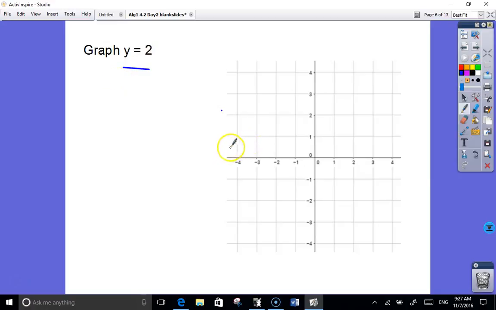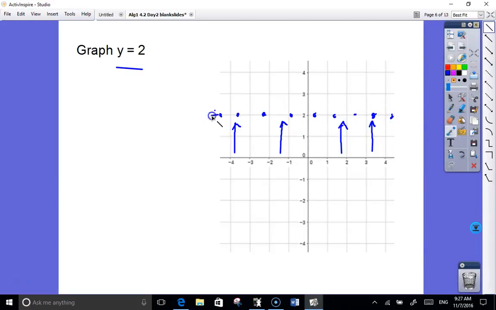A y coordinate of 2 means you're 2 above the middle. So we want all the points that are 2 above the middle, which would be this point, and I could put infinitely many points on that line, but ultimately when I connect them, like we learned to do in the last lesson, they are a horizontal line.